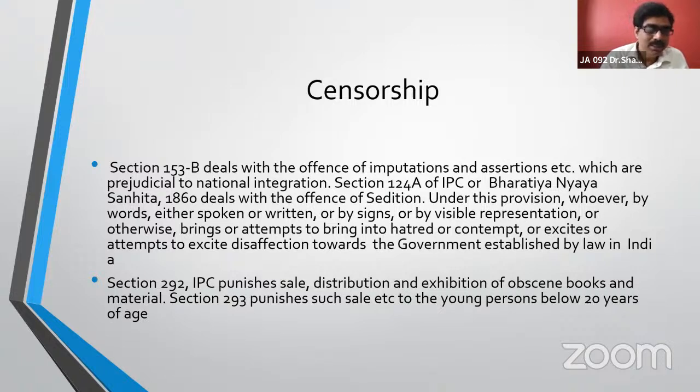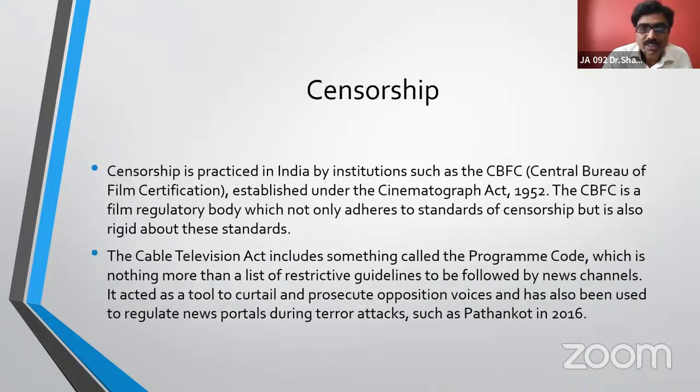The other section is 292 IPC, now the Bharatiya Nyaya Sanhita, which punishes the sale, distribution and exhibition of obscene books and material. Whoever circulates, distributes or promotes obscene books comes under this. Section 293 punishes such sale to young persons below 20 years of age. So this section punishes whoever sells this kind of books to youth below 20 years of age.